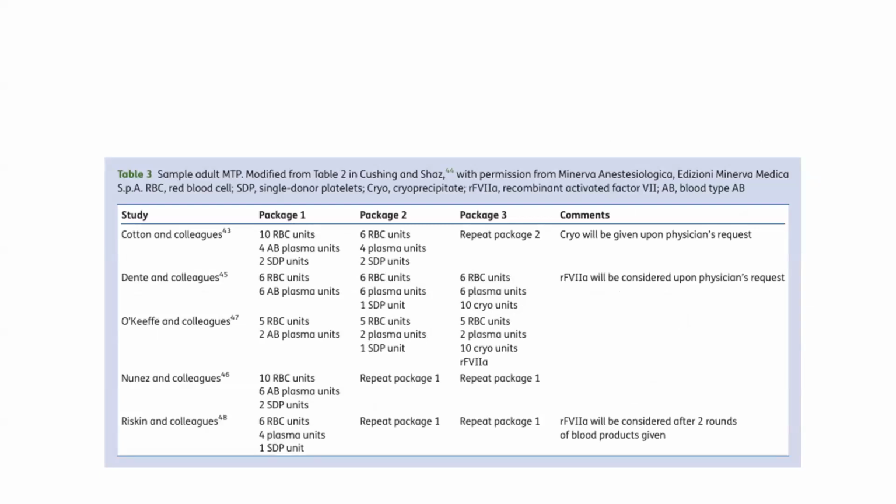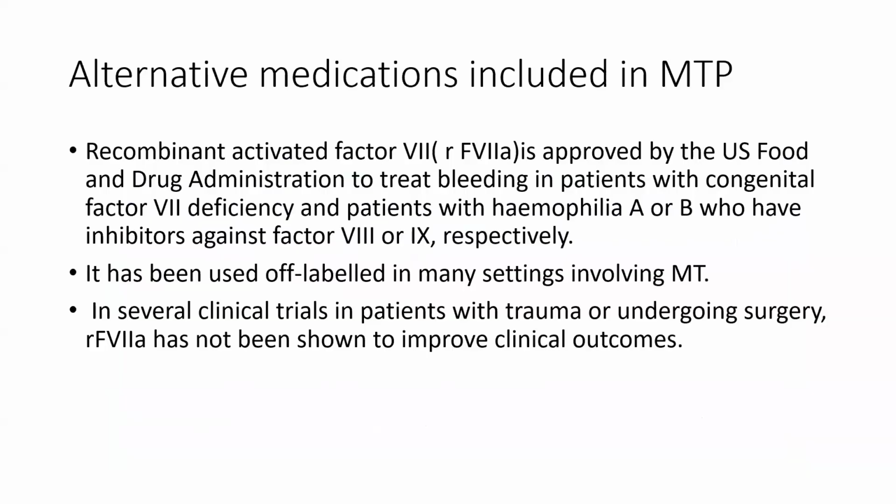So, these are the different protocols of giving massive transfusion. We can administer in the form of 10 RBC, 4 plasma, and 2 platelets. Then we can also administer in the form of 6 RBC and 6 plasma units. And then the third protocol is 5 RBC and 2. Then 10 RBC, 6 plasma, 2 platelets, or 6 RBC, 4 plasma units, and 1 platelet.